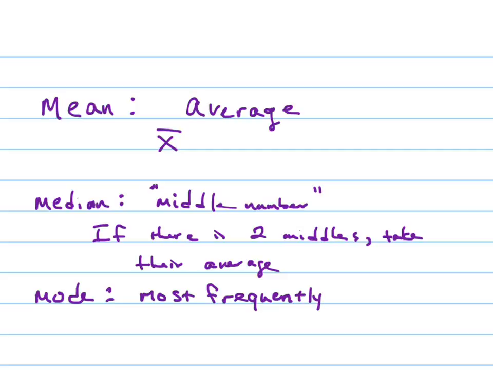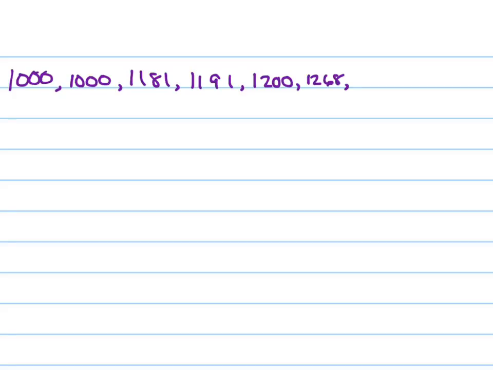It all depends. So let's take the measures of central tendency for this first set of data, which is the height of 8 waterfalls in the state of Washington in feet. And those numbers are 1,000, 1,000, 1,181, 1,191, 1,200, 1,268, 1,328, 2,584.